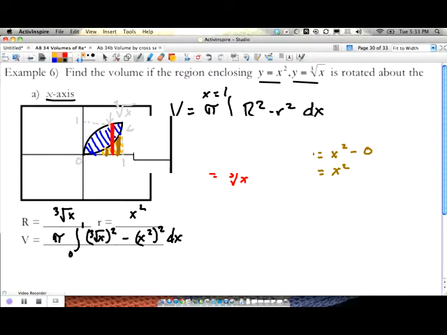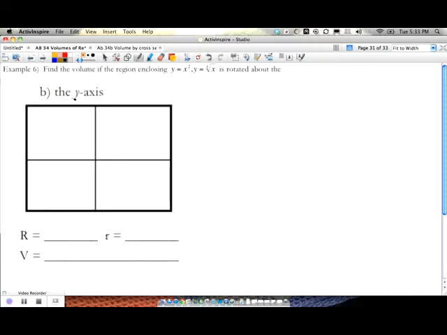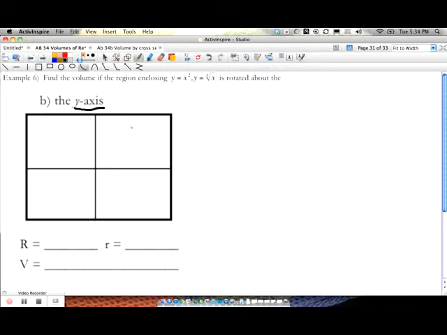Let's take a look at b and see how it changes. The main change here is that we're going around the other axis. So let's go ahead and get our curves drawn so we can see what we are dealing with. We know that we still have the cubed root of x, and we also have the square root of x, or x squared, underneath it.